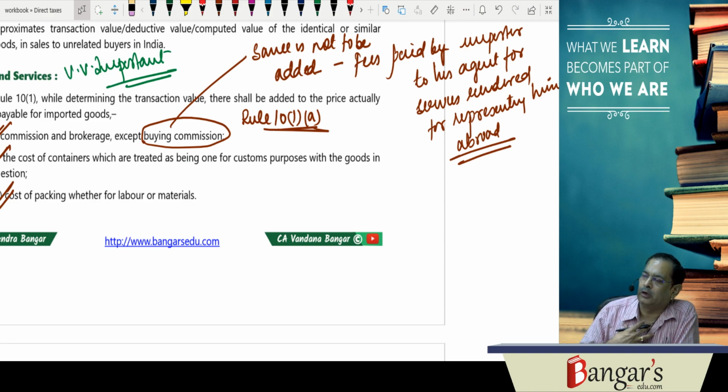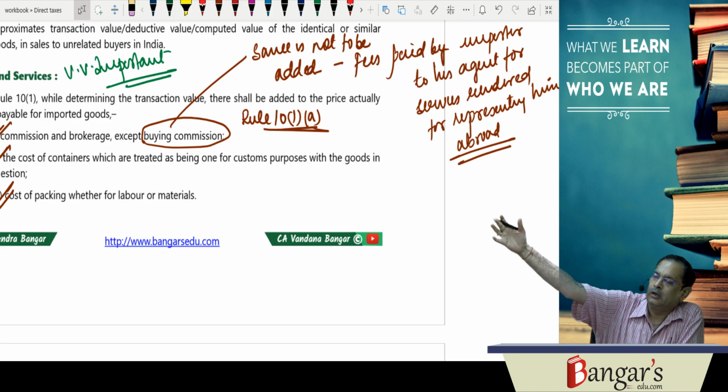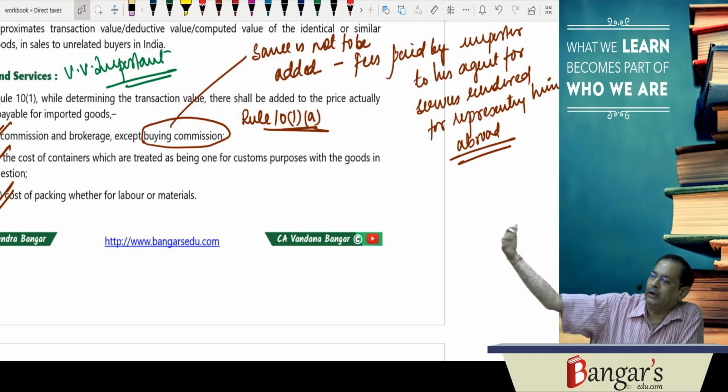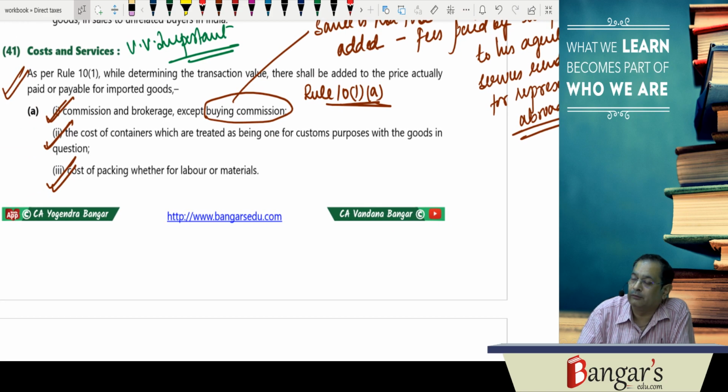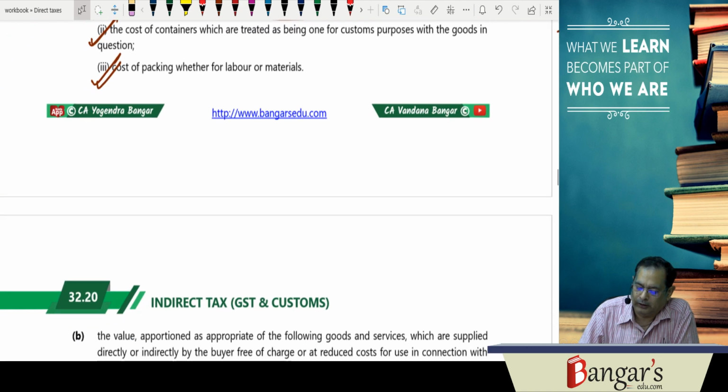Say I am the importer, I have appointed an agent in UK and he is rendering services to me. He may be searching various sellers and I am giving him the commission. So whatever commission is given to him is a buying commission, that won't be added. Then cost of containers will be added in case the goods are imported along with the containers, and cost of packing, whether for labor or materials.